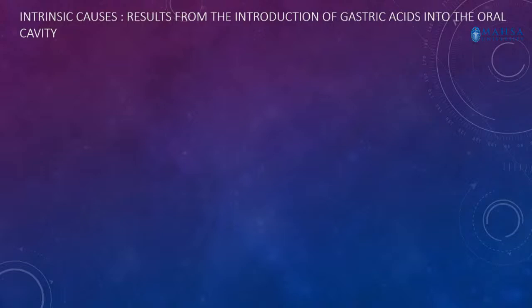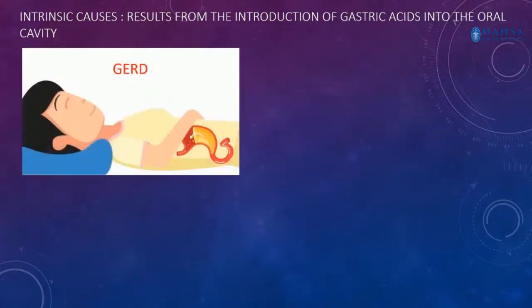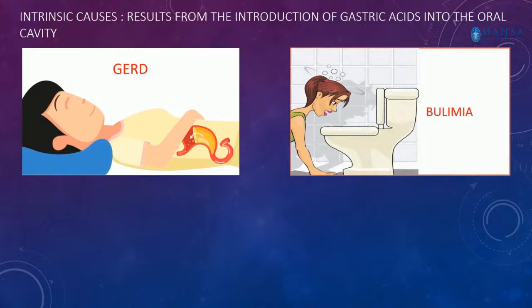The first intrinsic cause is gastroesophageal reflux disorder, which is also known as GERD. In people with GERD, the introduction of gastric acids into the oral cavity during sleep is very damaging to the teeth, as salivation and swallowing are reduced and the teeth will be bathed in the acids in the lying position, leading to dental erosion. The second intrinsic cause is bulimia. Bulimia nervosa is an eating disorder characterized by intentional vomiting to avoid gaining weight. The forceful expulsion of stomach acids onto the front teeth during vomiting will cause dental erosion.